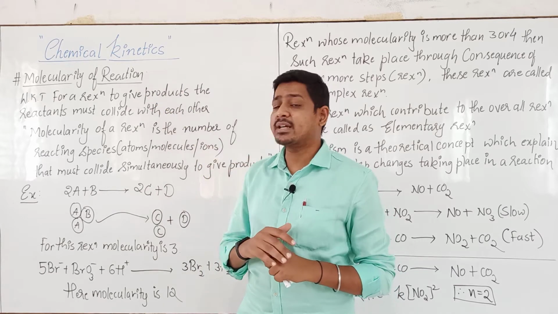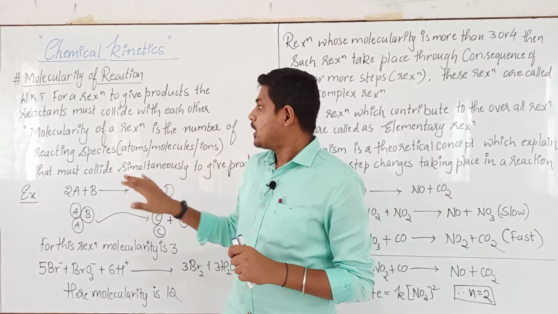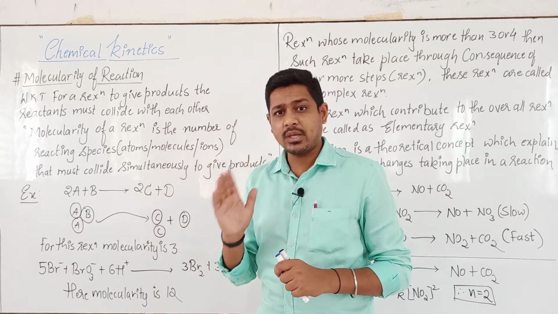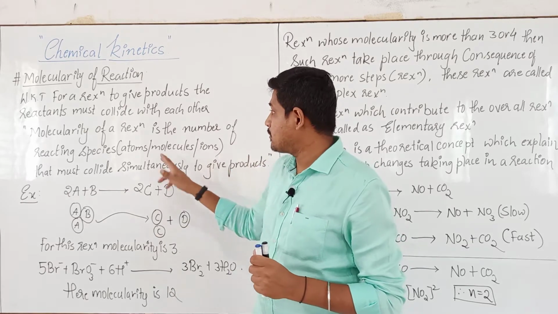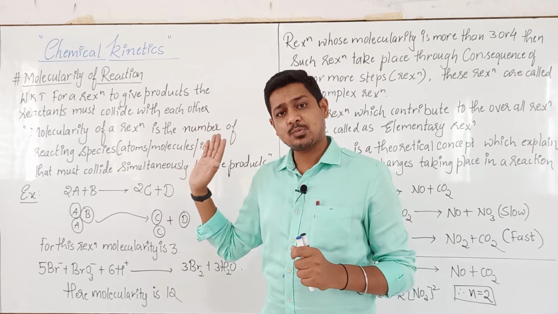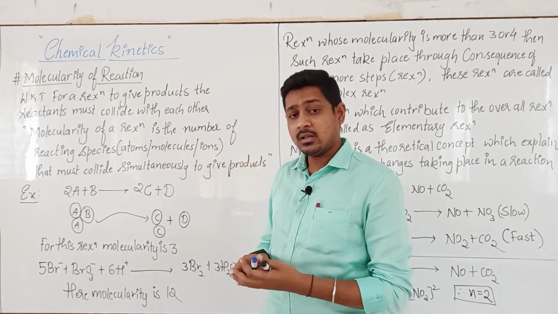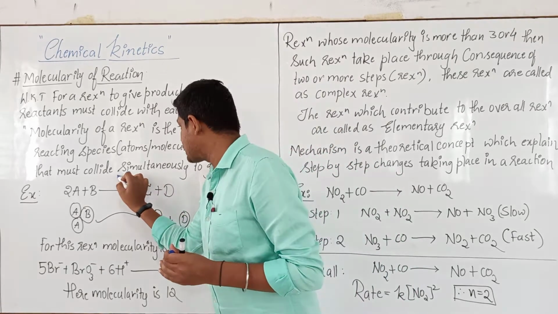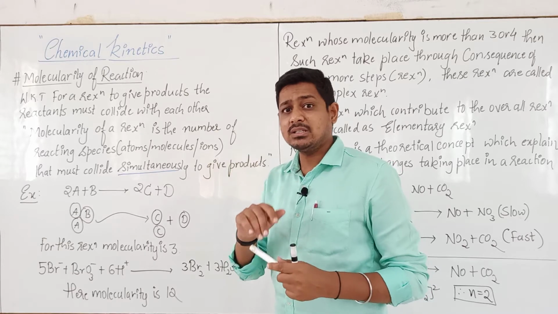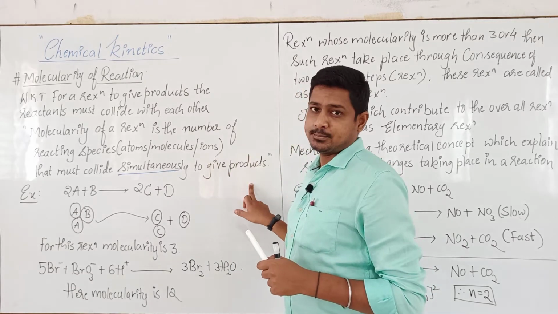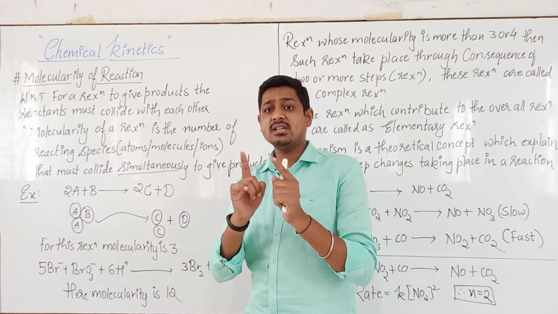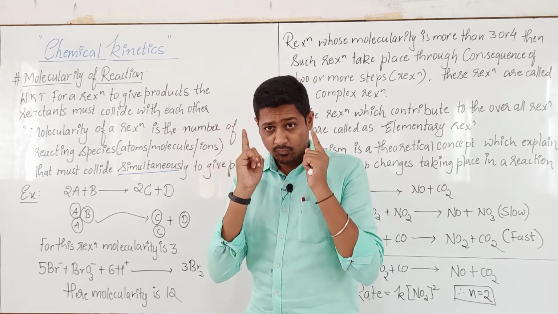Then what does molecularity of a reaction tell us? Molecularity of a reaction is the number of reacting species. That reacting species may be a molecule, an atom or an ion. So it is the number of reacting species that must collide simultaneously. This is very important: the reacting species must collide simultaneously to give product. What is the meaning of simultaneously? It means these reacting species should collide at the same time.